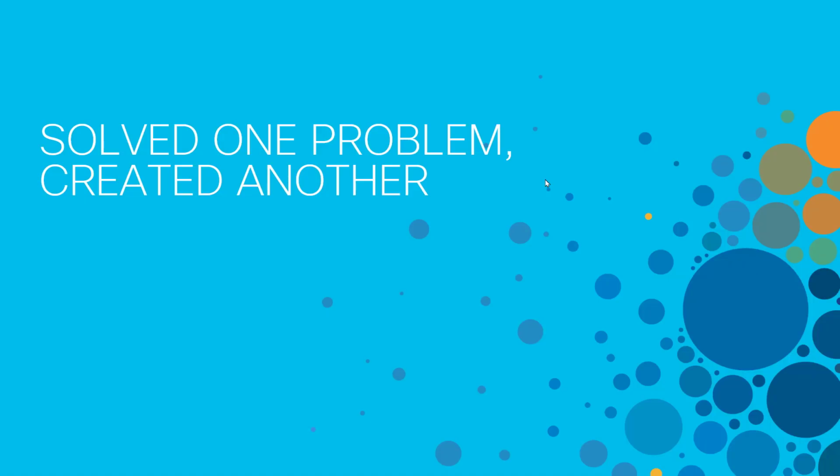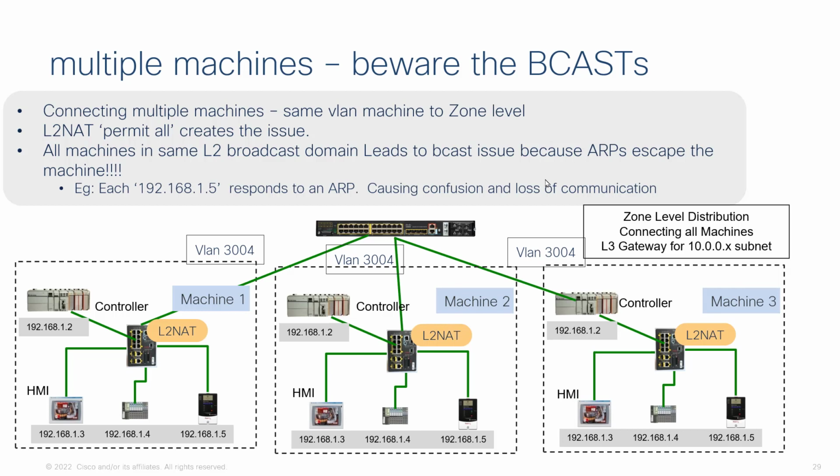So in part 1 of the video, we talked about how you could solve that problem. But what we've really done is created another problem, unless you're careful about how you do it. Because we used a permit all in the part 1 video when we showed our solution, permit all is really permitting everything. And so the broadcasts are going out from machine 1 to machine 2 to machine 3 and vice versa. So all the machines are seeing each other's broadcasts.